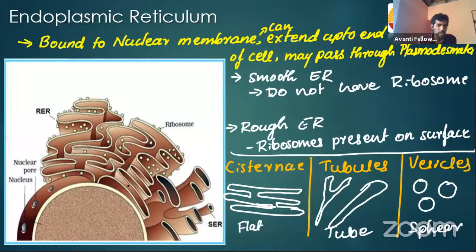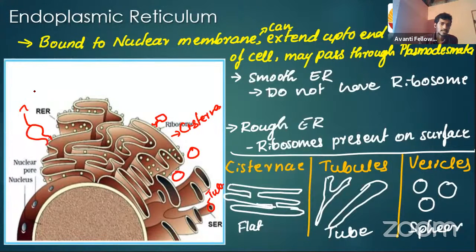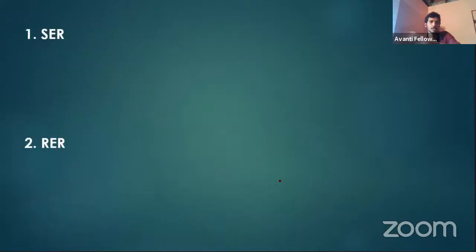In this particular picture, I try to show that. These are the tubules, as you can see here, and these things are the cisternae. Vesicles, they didn't mention it in this photo, but it will be somewhat like this. So this will be vesicles. You can see the cisternae and the tubules. These are the major three different structures present in the endoplasmic reticulum.